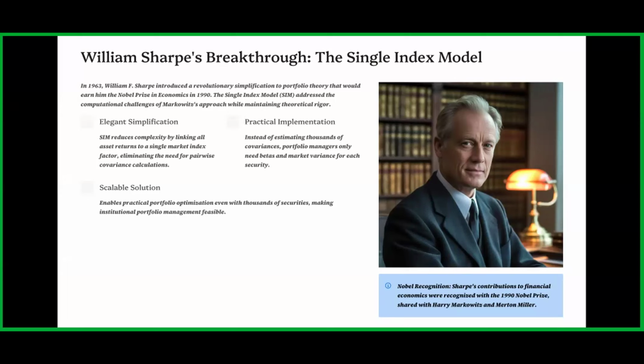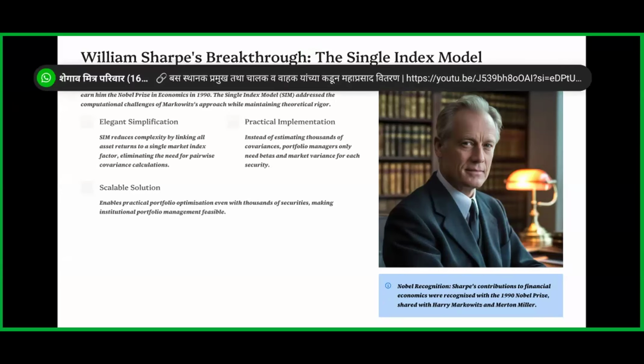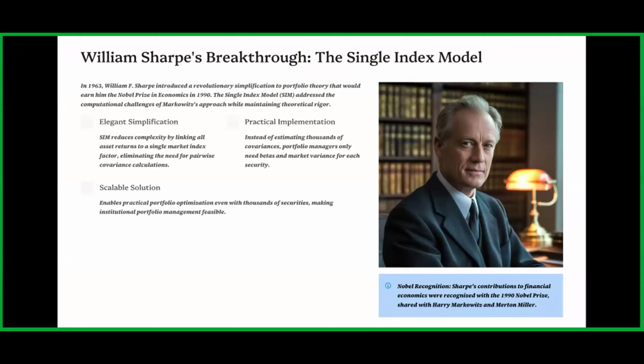Okay, the single index market model eliminates the need for pairwise covariance calculations. That means there is no need to compare each and every company with every other company. For example, if we take 100 companies, we need to calculate nearly 5,000 covariances or standard deviations, and then we can choose the best companies out of those 100.